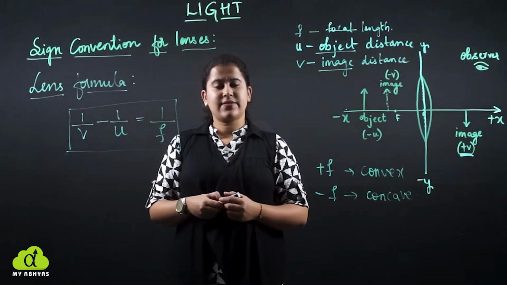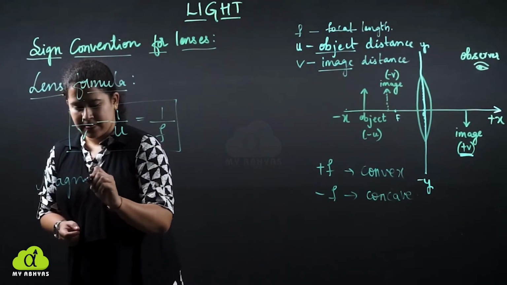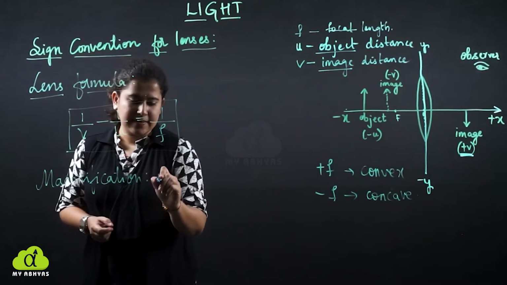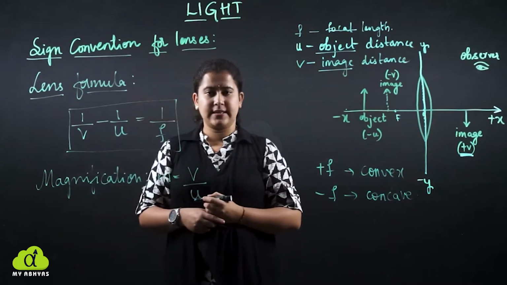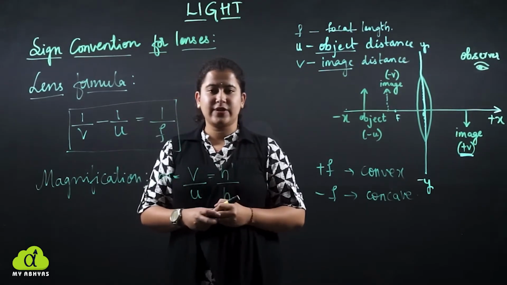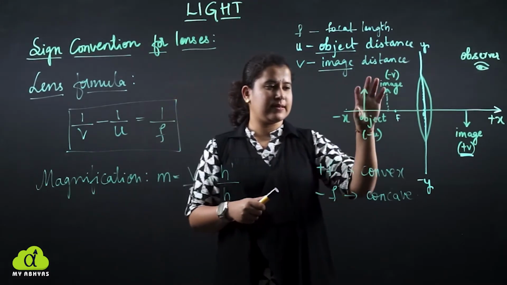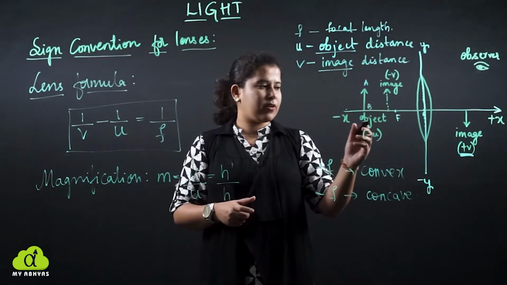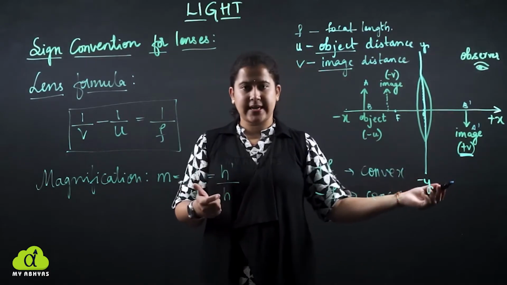Clear? So after this we come across another concept which we call magnification. Magnification, m, is given by the image distance divided by the object distance, or this is also given by h dash by h, that is the height of the image to the height of the object. So for example, you can see here there is an object, I will name this as AB. It is of certain height, and here there is another object which I will name A dash B dash.